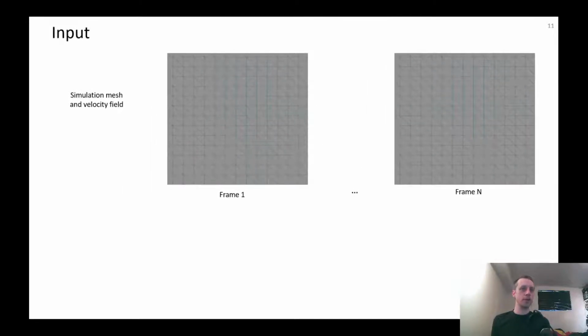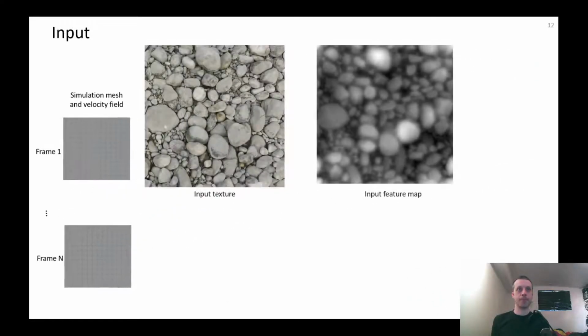The approach takes two inputs. First, we take as input an animated mesh and a velocity field. The animated mesh of the fluid is typically a completely different mesh at every frame. The velocity field has no restriction other than allowing sampling at arbitrary location on the fluid surface. We also take a texture example and a related feature map. In this example, we use a displacement map as our feature map.